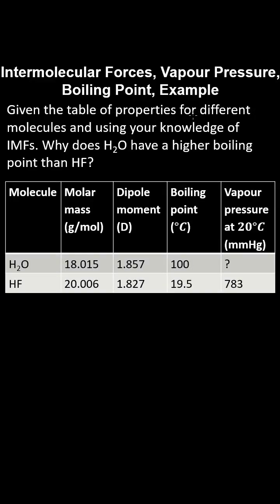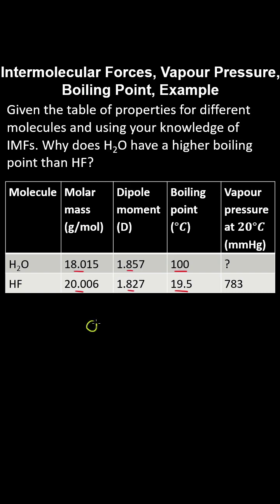Given a table of properties for different molecules, and using your knowledge of intermolecular forces, why does H2O have a higher boiling point than hydrogen fluoride? Well, we can see that the molar masses are similar, and so are the dipole moments, but the boiling point of H2O is much higher. So we can't say that the dipole-dipole interaction or the London dispersion forces are responsible for the higher boiling point.